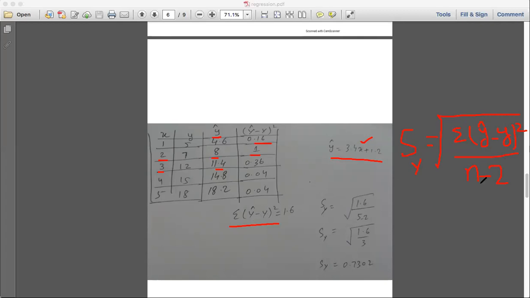Now put the values in this formula. 1.6 divided by n, and we know what n is. How many values? You can count it: 1, 2, 3, 4 and 5. So 5 minus 2. When you divide and simplify it, the error will come 0.7302. This is very easy to find the error of regression line y in terms of x by using this formula.